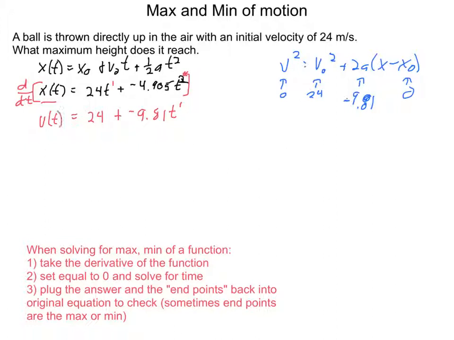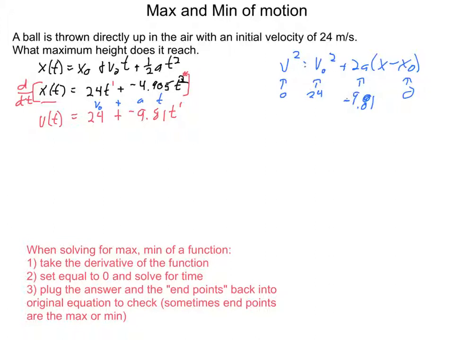Now this should look incredibly similar to another one of your kinematic equations. Let me just write this up top just so you can see it quite easily. v equals v naught plus at. That's another one of our kinematic equations, by the way, how we get between those two. All right, so that's step one, take the derivative of the function.